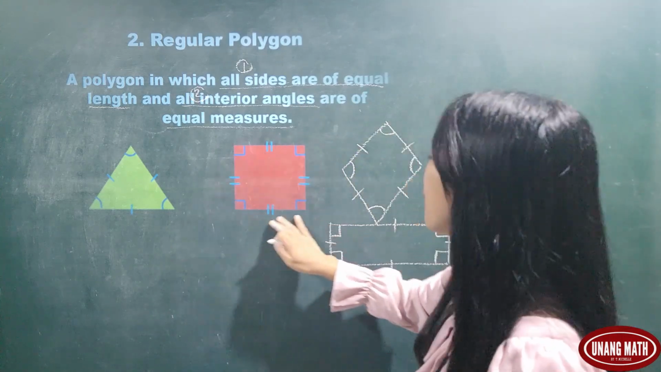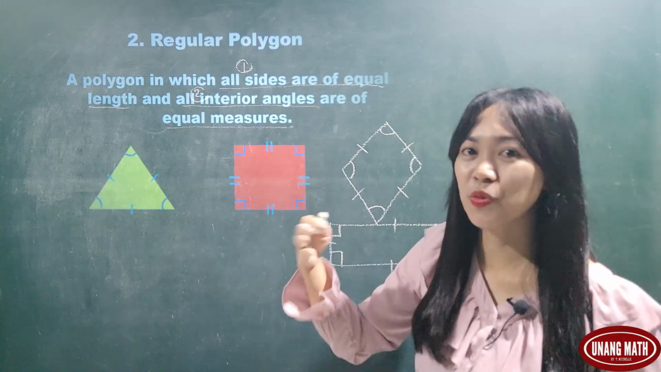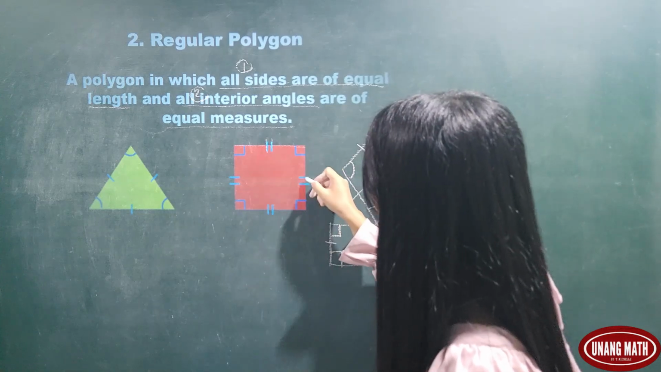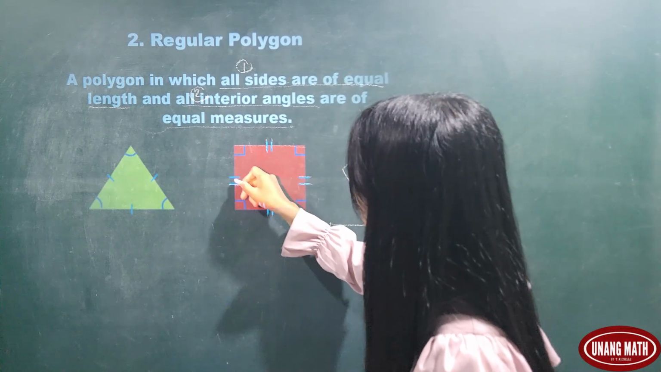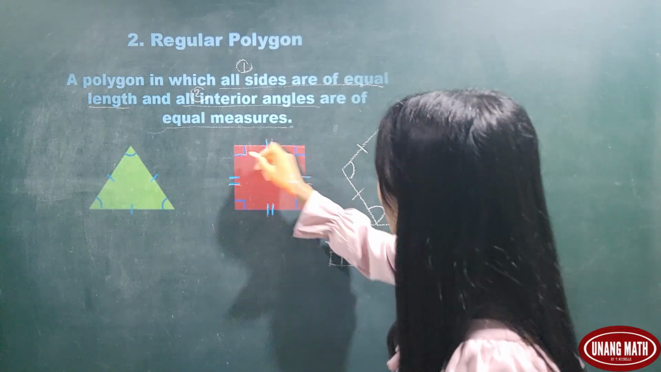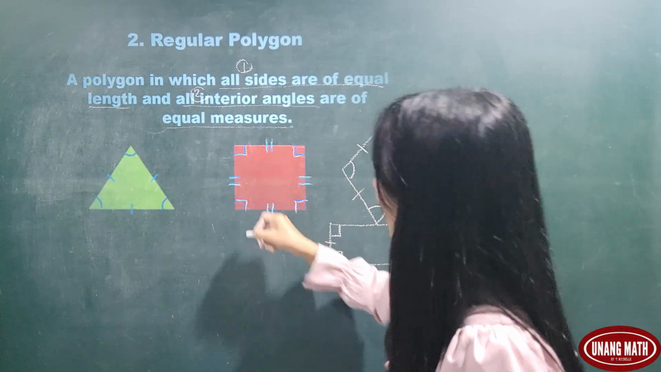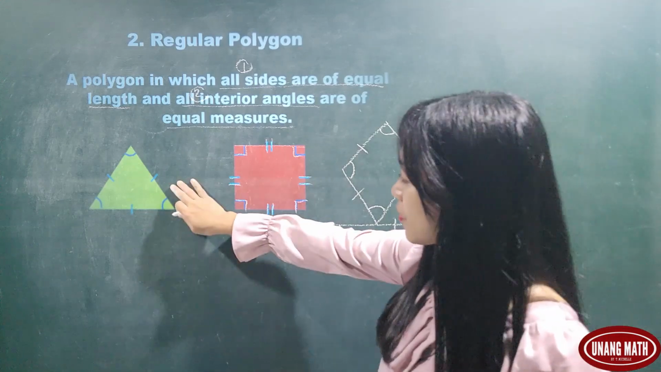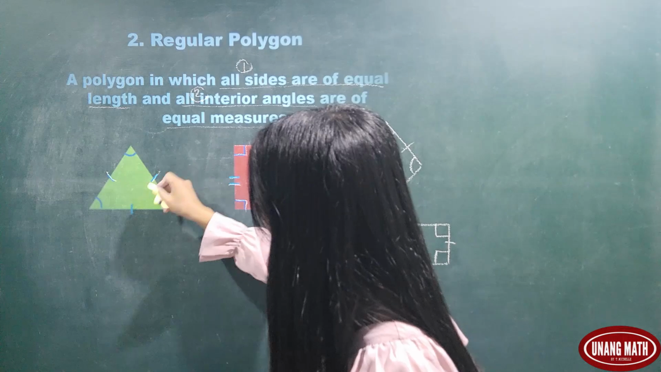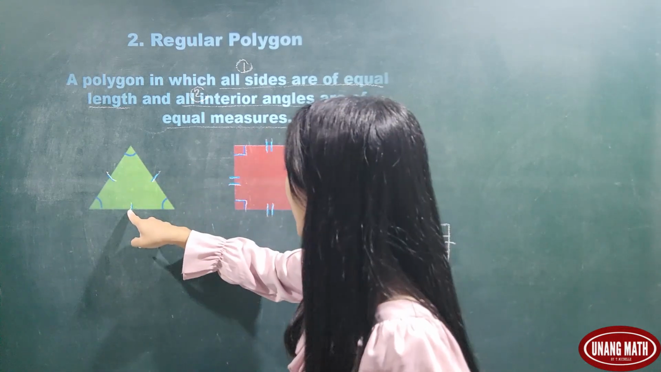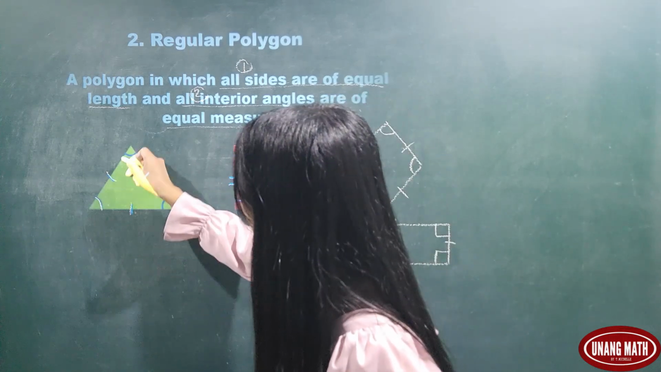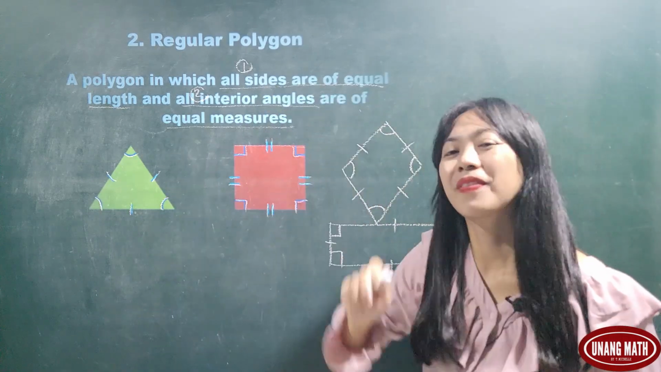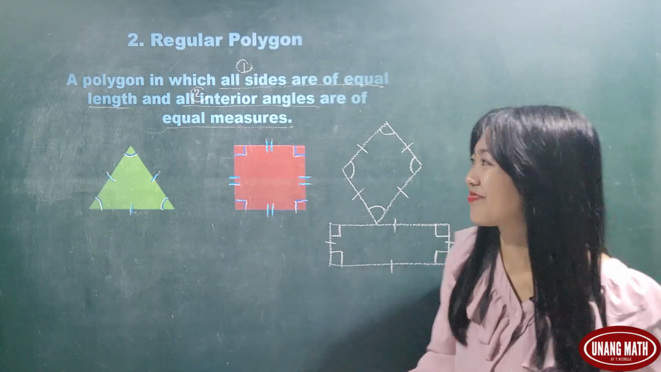Okay, we have this figure and this is a square. We all know that in a square, all sides are of equal length and all angles are right angles. So a square is a regular polygon. Okay, in this triangle, this denotes that all sides are equal or of equal length. Angles are also of equal measures. So these figures are regular polygons.